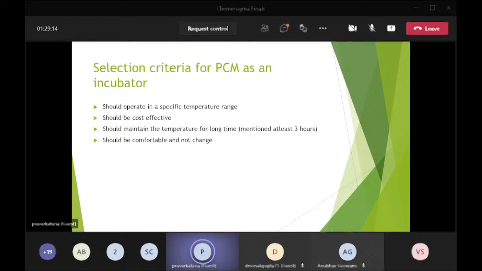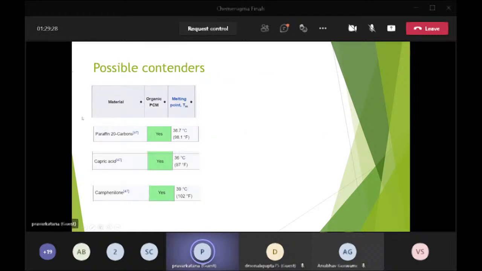Yeah, the selection criteria for a PCM incubator, as mentioned: it should operate at a specific temperature range, nearly body temperature. It should be cost effective and it should maintain temperature for a long time, mentioned as 3 hours, right? So these were the possible contenders which I listed out from Wikipedia. These were the three that were closer to body temperature, and these were organic. So paraffin was unaccepted, as mentioned in the question.